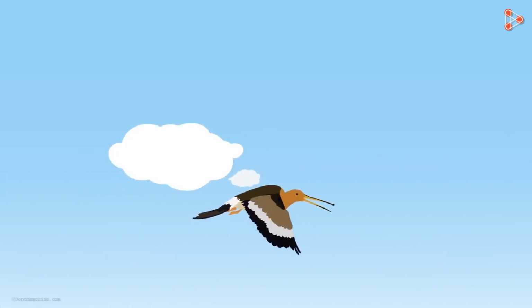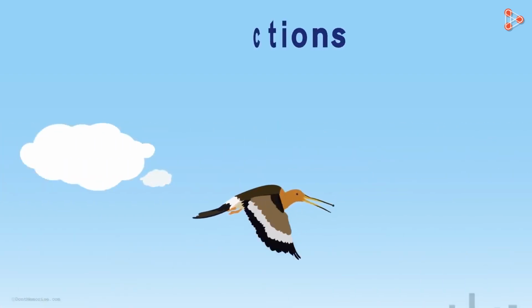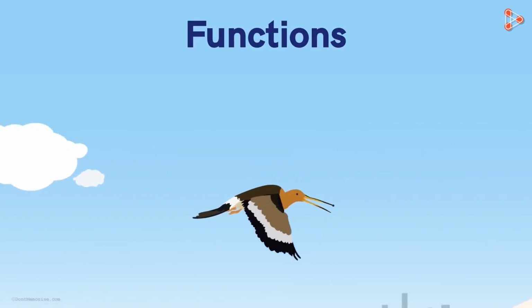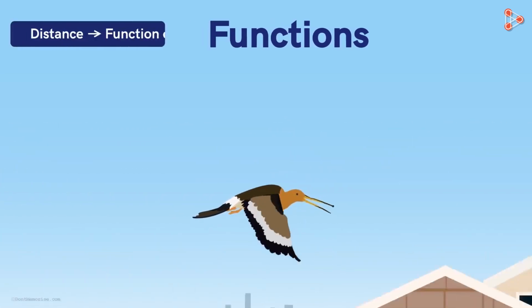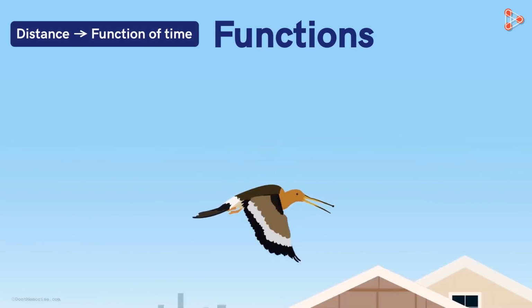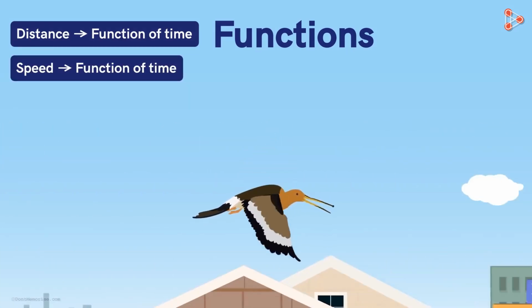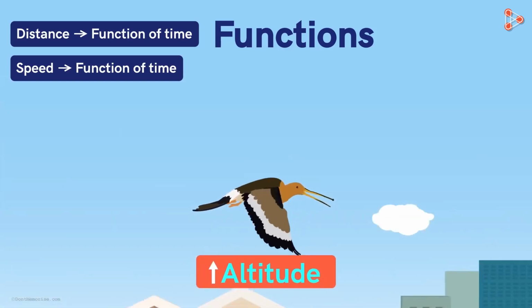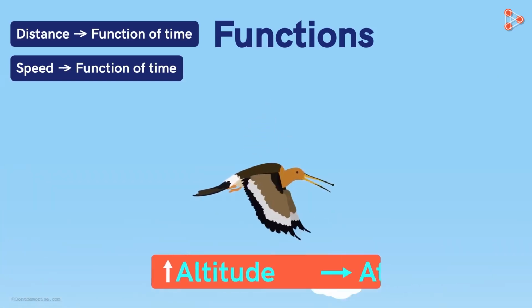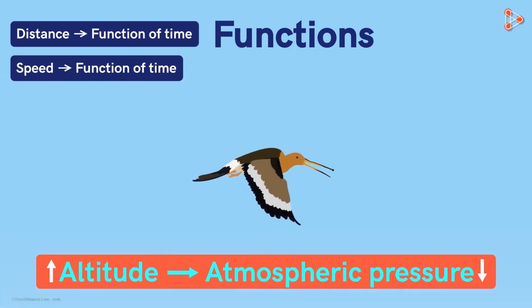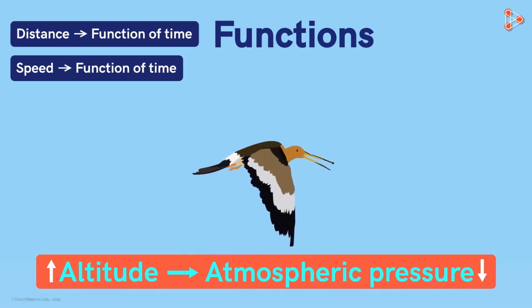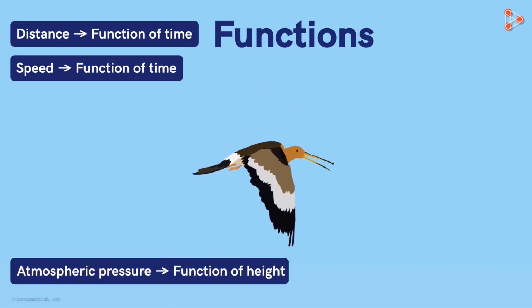Look at this bird flying. Can you think of some functions related to its motion? We saw two such functions earlier. The distance traveled as a function of time and its speed too as a function of time. But we also know that as the altitude rises, the atmospheric pressure decreases. So, the atmospheric pressure felt by the bird is a function of its height above the ground.